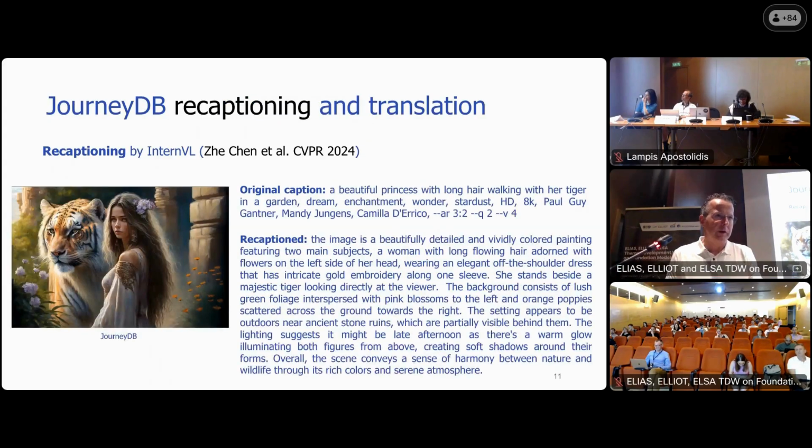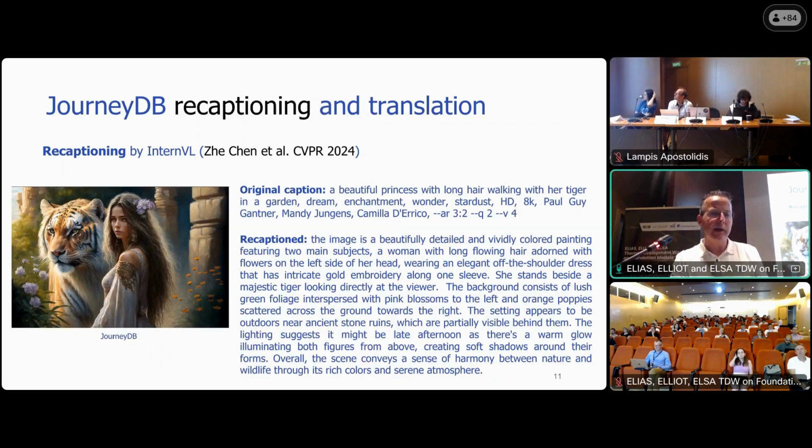Here's an image from JourneyDB. This is synthetic data, and here you again see the original caption and the recaptioned variant of it. Notice that it has much more fine-grained detail. This is helpful because the more specific the language, the more specific the image you can generate as well.